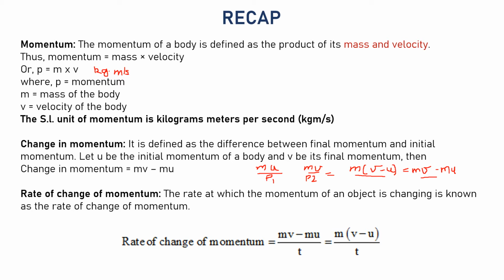Now what is the rate of change of momentum? If the change in momentum is m times v minus u, now rate of change means there is a time which has come into the picture. The whole quantity is going to be divided by t. That means change in momentum in unit time. Simple.